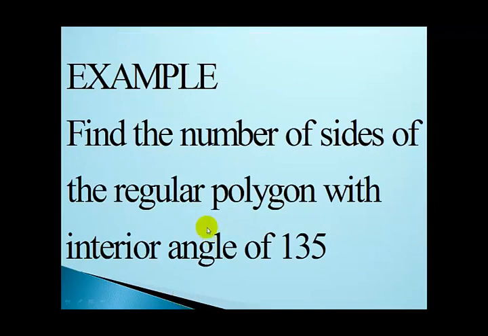Now let's look at this problem. Example. Find the number of sides of the regular polygon with interior angle of 135. Take note, this is a regular polygon. It means that all the interior angles are equal. And we are given the interior angle to be 135. And we have to find the number of sides.